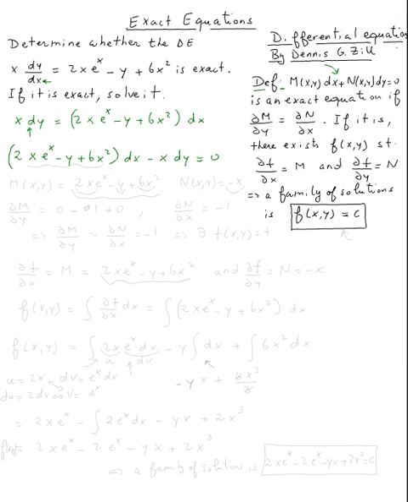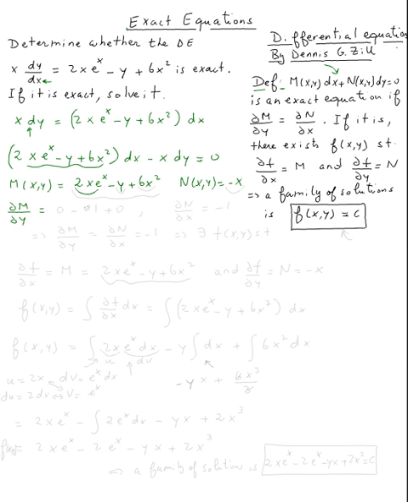Alright, now I can tell that my M of x, y is right here. So it's 2x e^x minus y plus 6x squared. And the N of x, y will be equal minus x. So first, let's calculate partial M with respect to y.